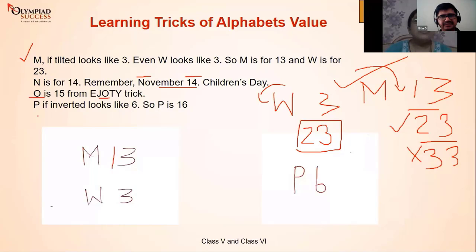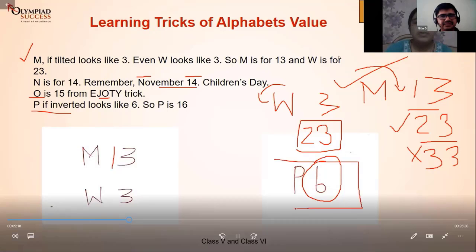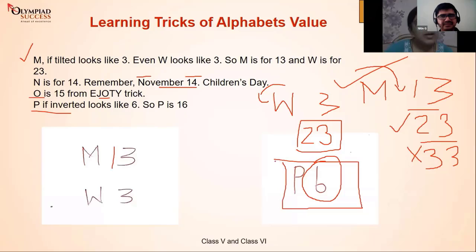And the next one is P. If I try to invert P, it will look something like 6, but we always remember that 6 is already taken up by F, and 26 is already taken up by Z. The only place value which will have 6 at its units position is 16, and so 16 is the place value of P. By the way, your teacher has special reasons to remember P equals 16. Why? Because my name starts with P.